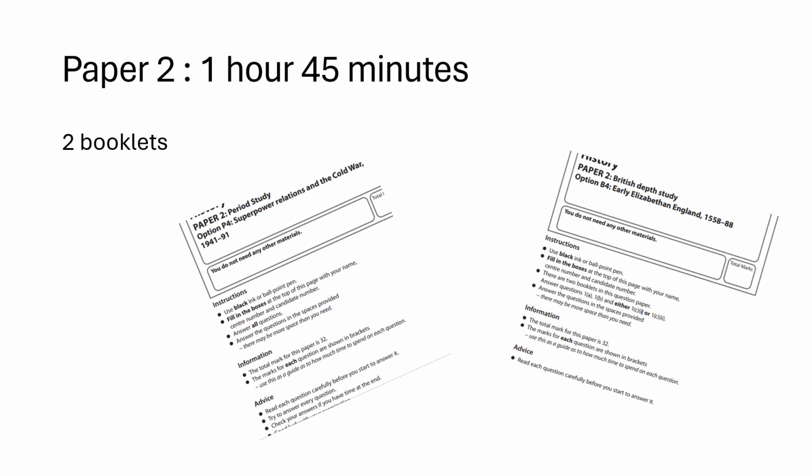Hello Year 11, paper 2 is 1 hour and 45 minutes long, and in that 1 hour and 45 minutes you are going to be completing 2 booklets, one for superpower relations in the Cold War and one for early Elizabethan England. It does not matter what order you sit those booklets in, it's entirely up to you as long as they are both completed in 1 hour and 45.